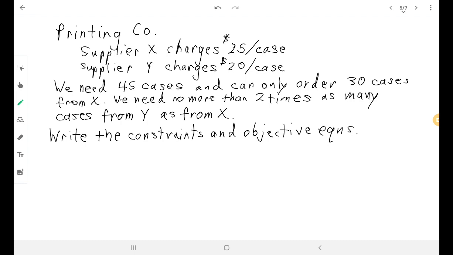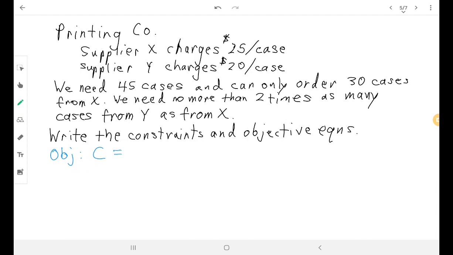Then we want to write the constraints and objective equations. So let's start with the objective equation, because the objective equation is usually the one that you can figure out by asking, what am I going to optimize? Okay? And in this case, we're talking price, right? And what we're talking is, I would want to minimize how much I spend, right? My cost. So the objective equation would be that I want to minimize cost.